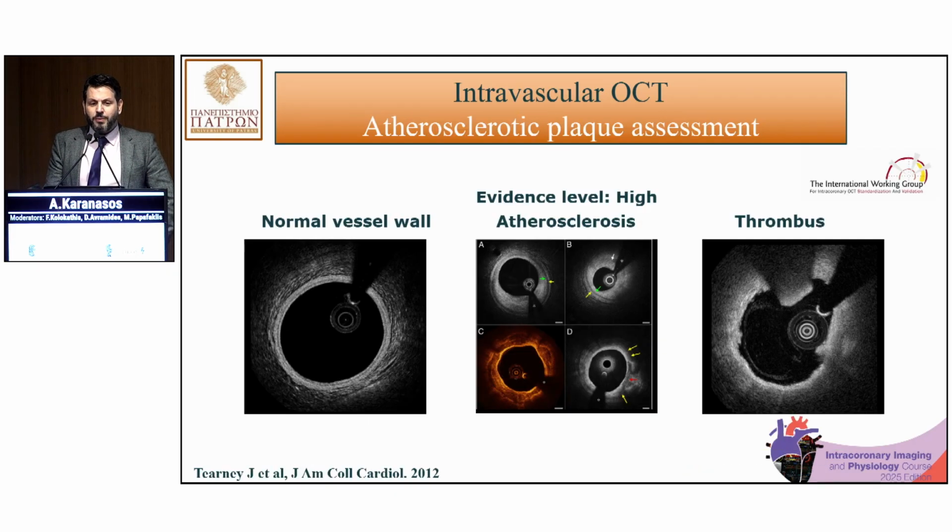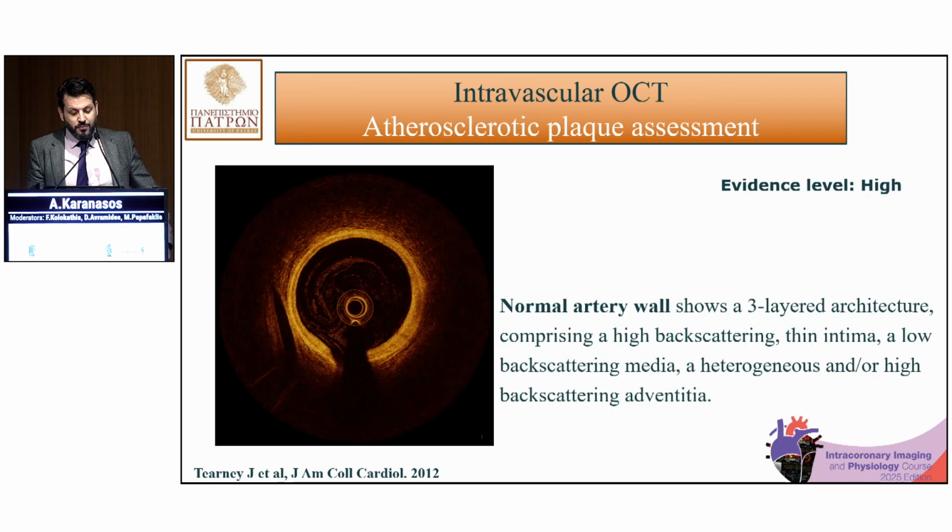So, in order to begin, I would say that we have several features that we can reliably detect by OCT. And this begins with the normal vessel wall, the presence of atherosclerosis, and the presence of thrombus. Everybody that deals with OCT must be quite acquainted with this image. Why? Because this is the image of the normal vessel. If you don't have this image, then you have some plaque.